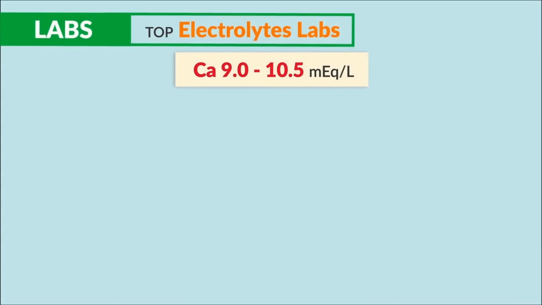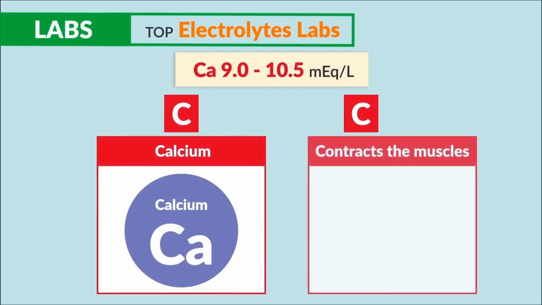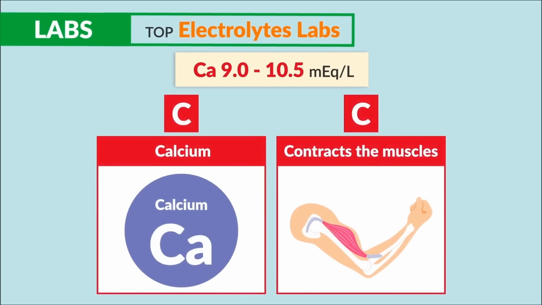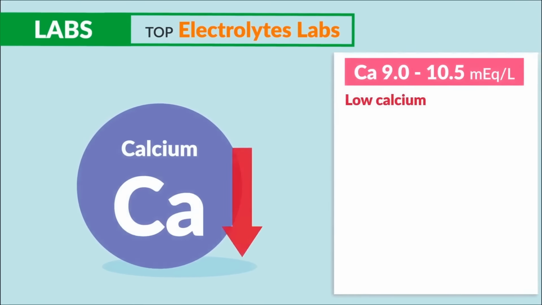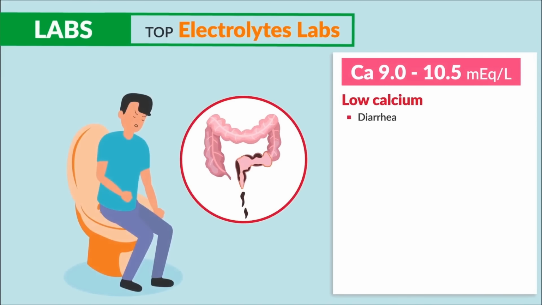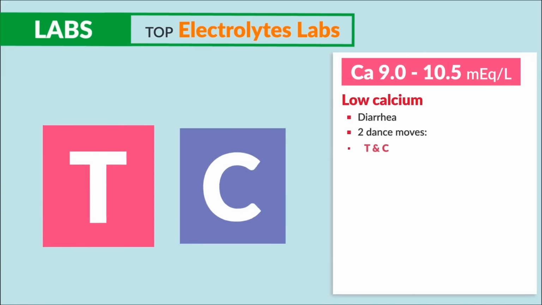Next up is calcium, 9.0 to 10.5. Think of the double C's. Calcium contracts the muscles, with smooth contractions when it's in balance. So for low calcium, we have diarrhea, not so smooth contractions of the GI tract. And we have 2 dance moves, T and C.